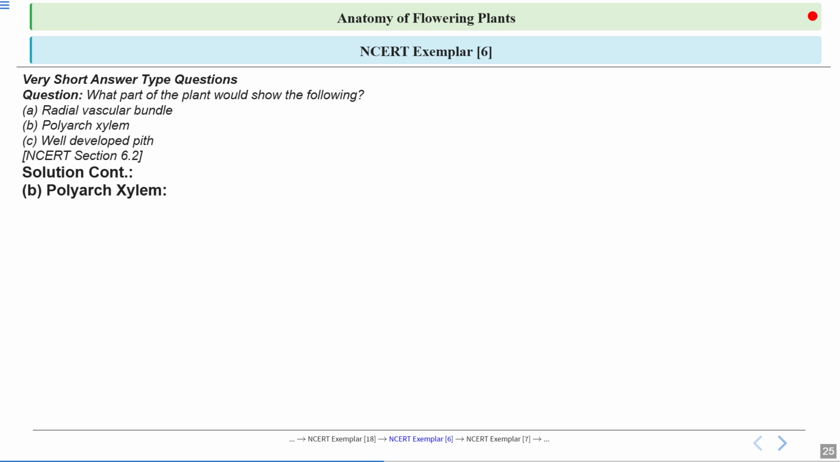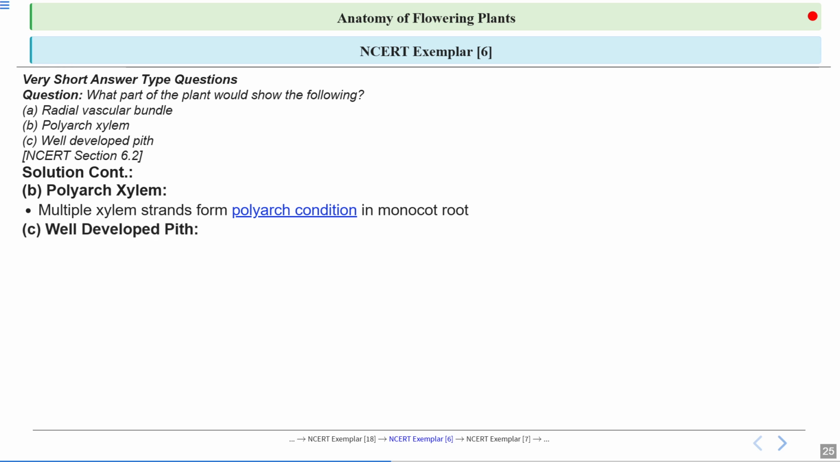Next, polyarch xylem. Where do you see this polyarch xylem? Multiple xylem strands form the polyarch condition in the monocot root. Yes, in the case of monocot root, you can see xylem strands are more than 4. We see 4 in the case of dicot, but in the case of monocot, it can be 6 or 8. So the polyarch condition is what we see in the monocot root.